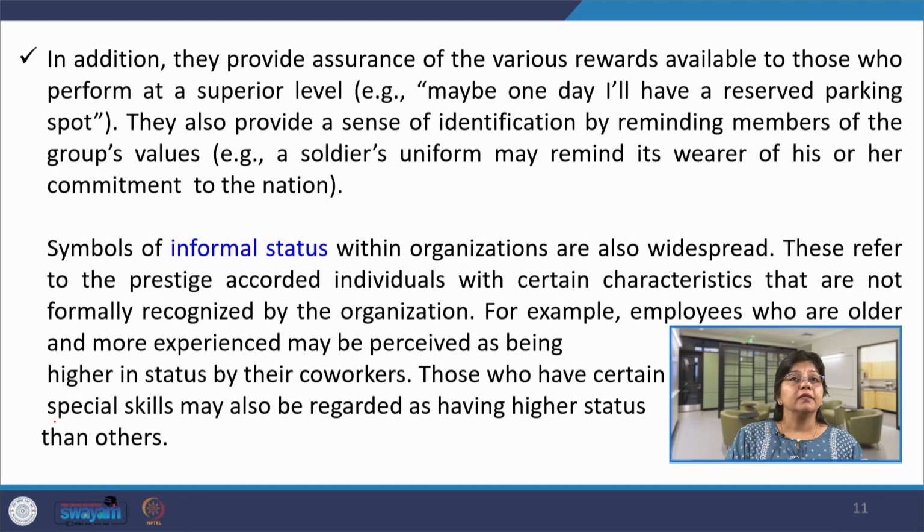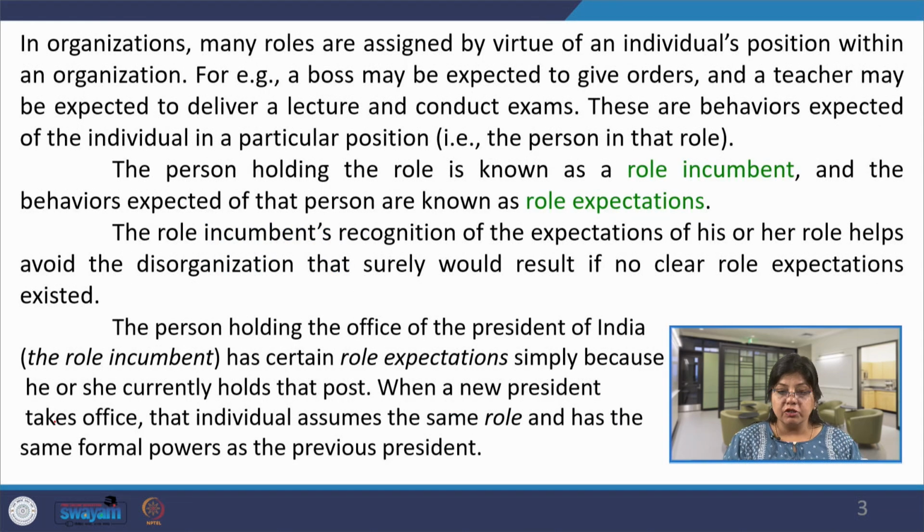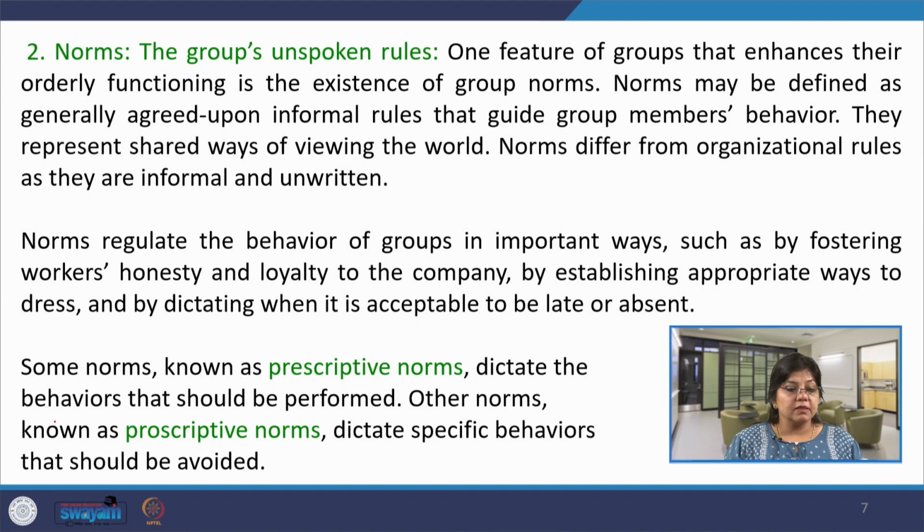So, this status is another structural property of the group, right. Till now we have discussed roles as one structural dynamic of the group, the other is the norms and status. We will continue the same topic in the next discussion.